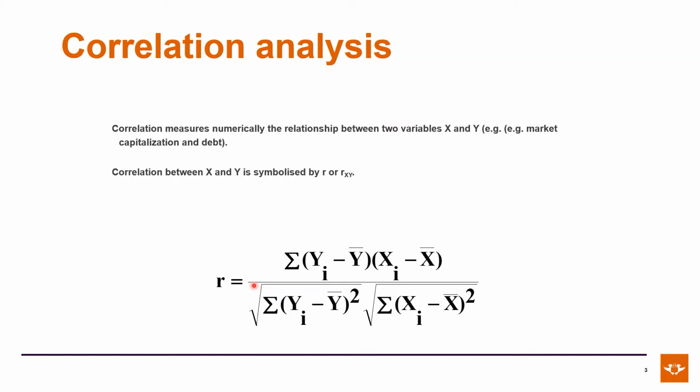Now, the first step in this will be your correlation analysis, which provides you a numerical measure of the relationship between two variables. Let's call it X and Y. For example, market capitalization and debt. Okay. Once again, this formula, we are going to calculate the correlation between variables in eViews. So you do not need to know the formula. You need to, however, be able to identify it and describe it.